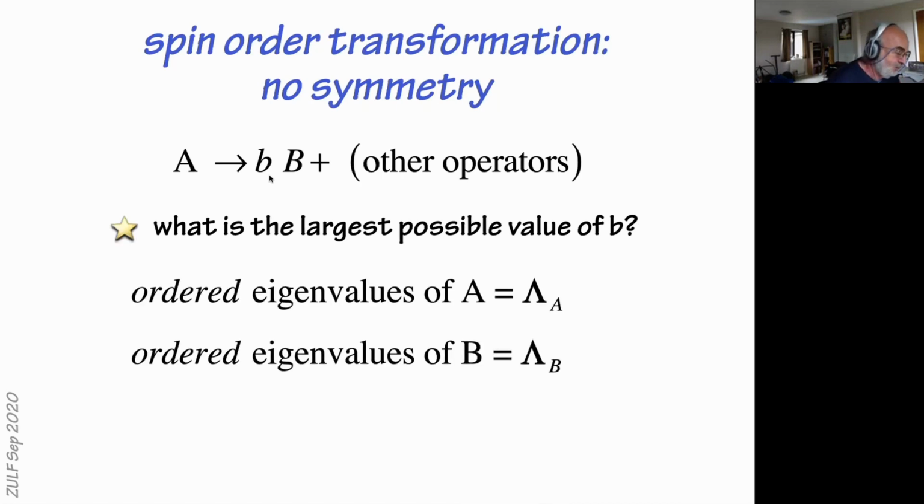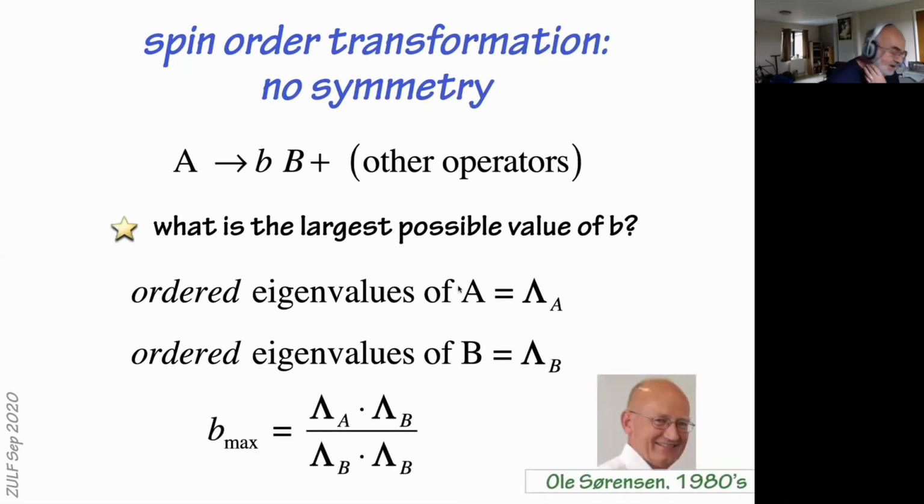And this problem was asked and answered actually back in the 1980s by Ulla Sørensen, very beautiful piece of work actually. And the answer to this problem is as follows. You take the eigenvalues of these two operators. You take the eigenvalues of A and put them in a vector. Let's call it lambda A. And you sort them, going from the minimum value up to the maximum value in order. That's important.